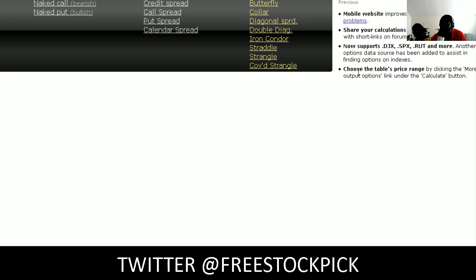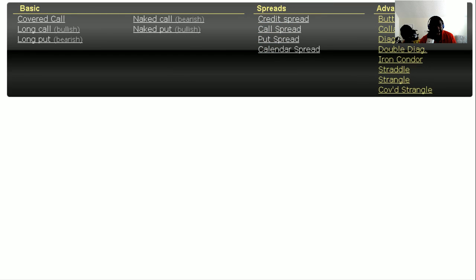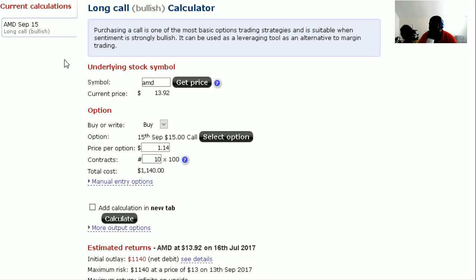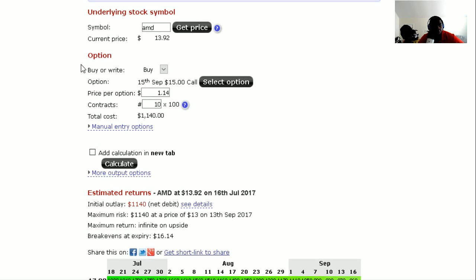So we're going to look at a website called Options Profit Calculator. Let me put it on the screen so you get a good look at it. Again, I'll put this in the description. You're going to look at the long call. So we're going to calculate what's going to happen on a long call for this stock. I'm going to click long call. And we're going to go ahead and put in AMD. It's going to get the price for us.